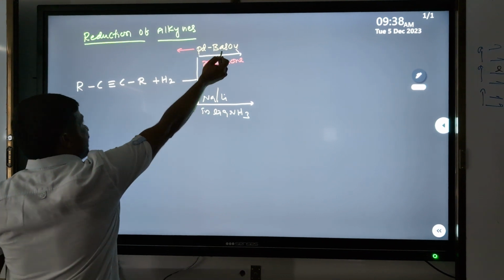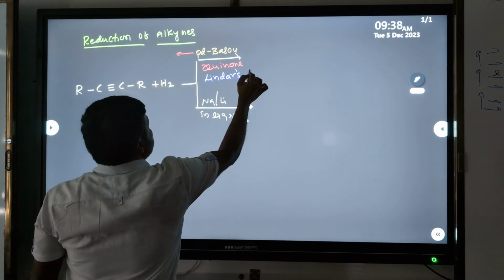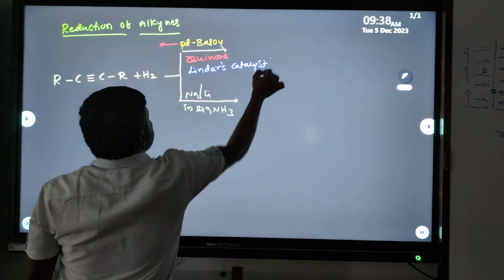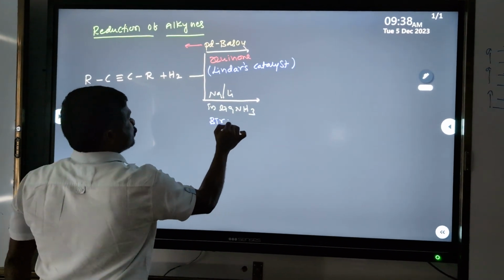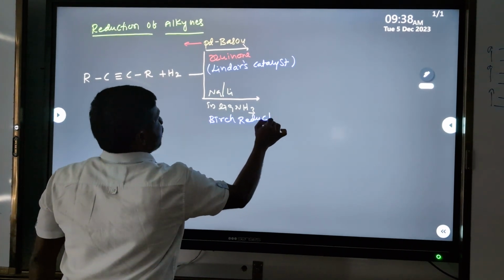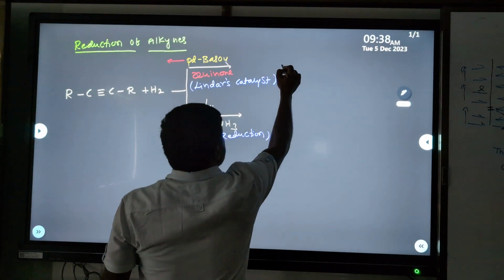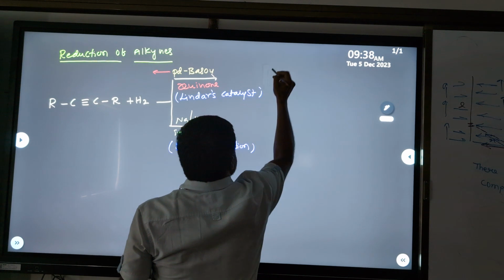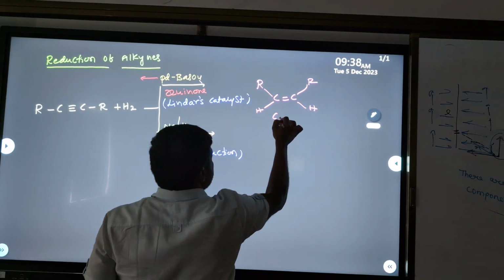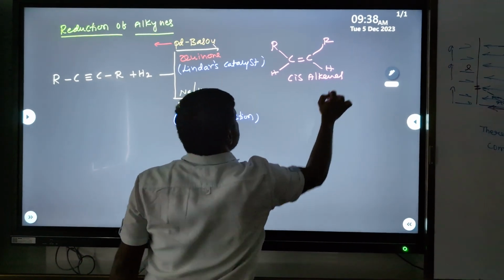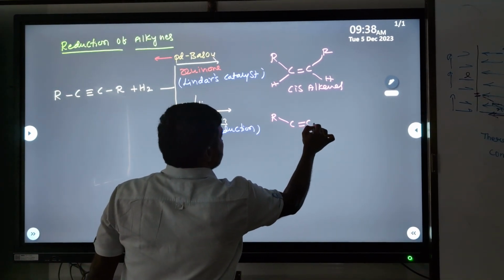Whenever we are using palladium barium sulfate with phenol, we are calling this Lindlar's catalyst, or Lindlar's reduction. Whenever we are using sodium or lithium in liquid ammonia, this is a Birch reduction. So here, with Lindlar's catalyst, it forms C double bond C with both H on the same side. This we are calling cis-alkenes. Whenever we are using sodium in liquid ammonia, it forms trans-alkenes.